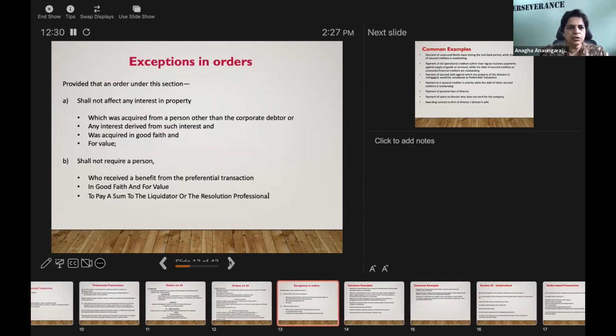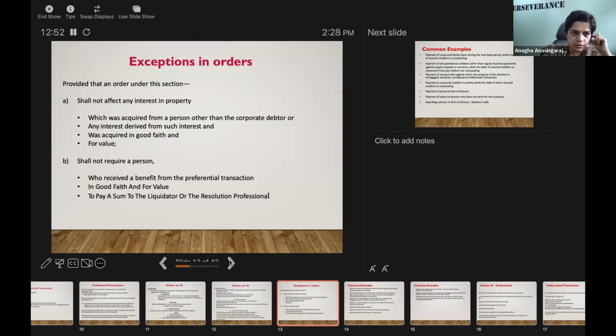Exceptions in the order. So that order under this section shall not affect any interest in the property which was acquired from a person other than the corporate debtor, or any interest derived from such interest and was acquired in good faith and for value. So these are exceptions when we are seeking orders. We will not be able to seek orders against these transactions. So again, we have to be careful when we are drafting the prayers.